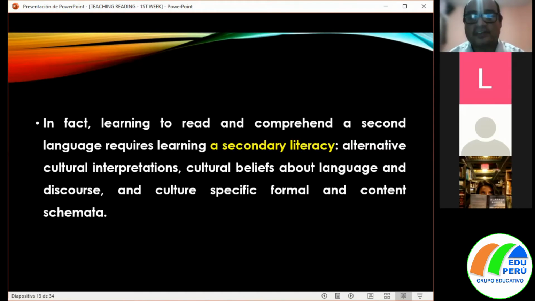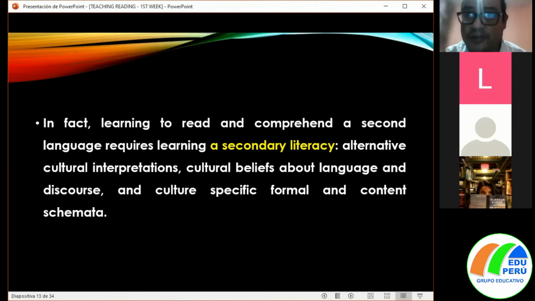Experiences, beliefs, values, some knowledge that you have about people, customs, activities. Notice this is the formal schemata. And the content is the knowledge that you have related to the subject. And the linguistic is the language knowledge. The linguistic schemata, in simple terms, is the knowledge that you have about the language, your first language and the second language.